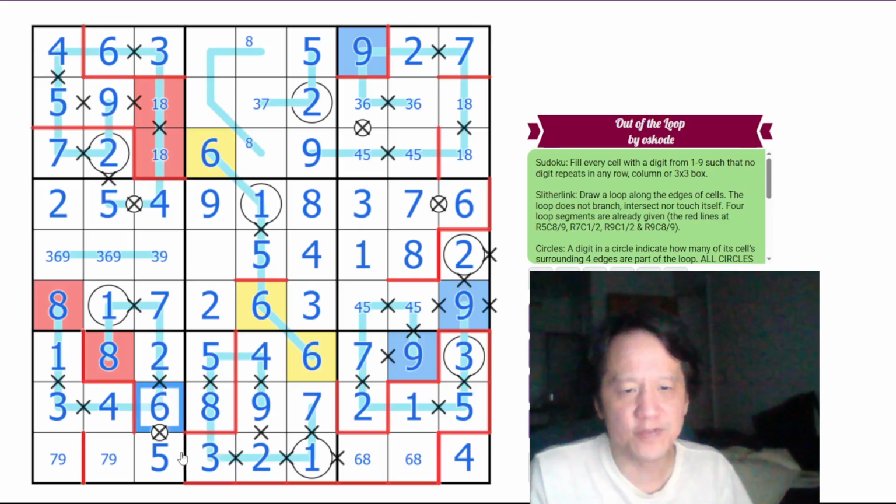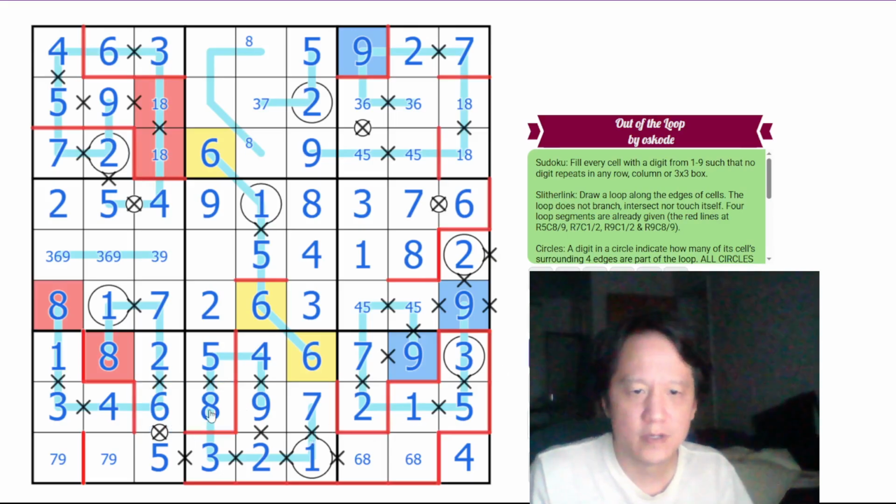This cannot have 3 slither links around it, so this is not a slither link. Therefore, this has to go up. And it can't go anywhere else, it has to go up again.